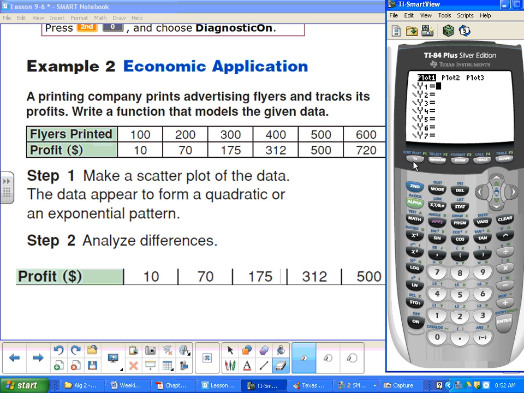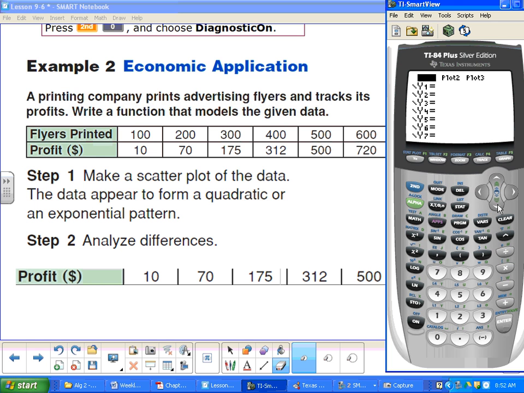If you ever try to graph and you get an error, it may say a dimension error or something. If you have any kind of an error when you try to graph, it might be that you have a plot turned on. The easiest way to turn it off is just go up to it in your Y equals and hit enter, and it's now turned off. We want it on right at the moment, but that's the easiest way to turn it on and off: just go to your Y equals and hit on and off.